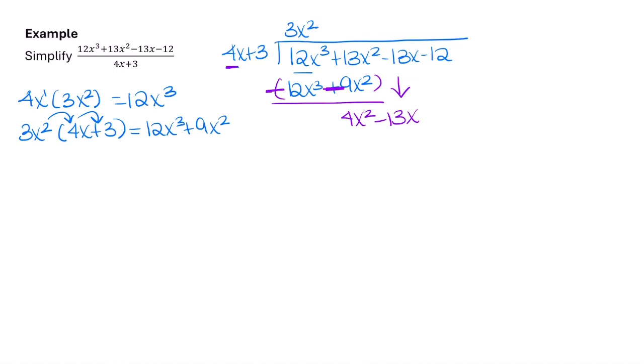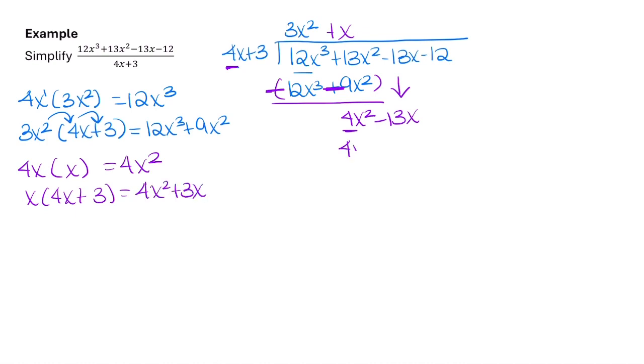Now I ask myself, 4x times what is equal to 4x squared? Well, 4x times x is equal to 4x squared, so I'm going to write plus x up here. And then I'm going to take x and multiply it by 4x plus 3. When I do that, I get 4x squared plus 3x. And then I'm going to write that here, so I have 4x squared plus 3x. And then I'm going to go ahead and combine these by switching the signs on both. So I have 4x squared minus 4x squared is 0. Minus 13x minus 3x is minus 16x. And now I go ahead and bring down minus 12.